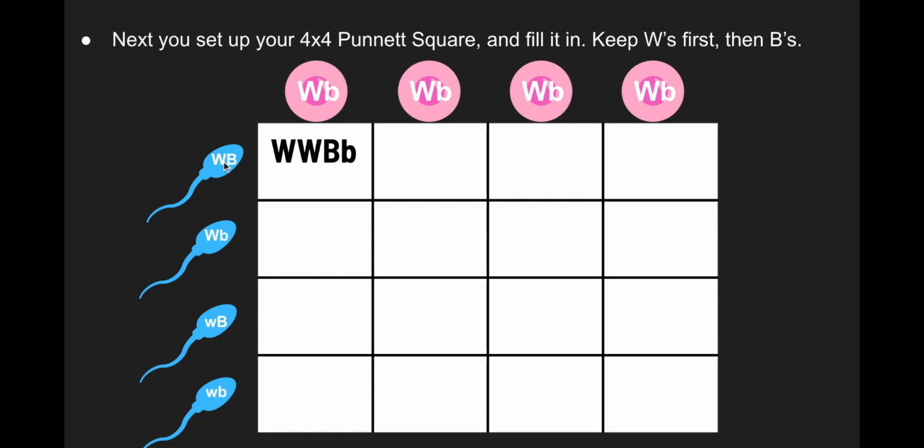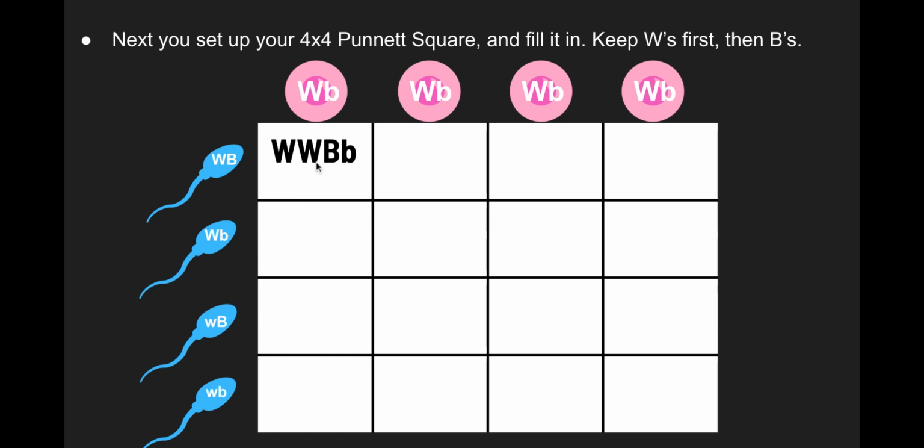So the male gave a big W and a big B, and the female gave a big W and a little b. Those come together in this first box. Notice we're going to keep the W's together and the B's together, and we're going to keep the W's first. Now, this is a possible genotype for one offspring that this couple could produce. If this sperm and this egg came together, they could produce an individual with this genotype.